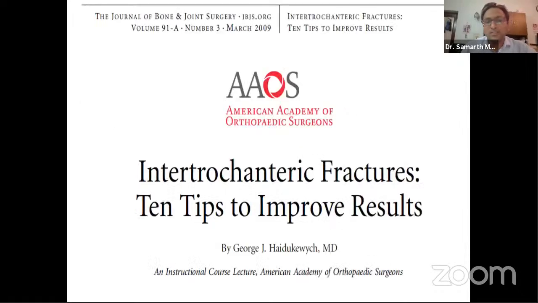This is one paper published in 2009 in the JBJS, which was an instructional course lecture from the American Academy of Orthopaedic Surgeons by Dr. Hajdukovic, which is a very good read. It gives 10 simple tips to avoid malreduction in intertrochanteric fractures. I would advise everyone to go through this paper if they find time.